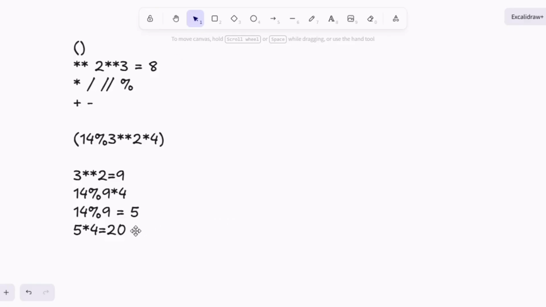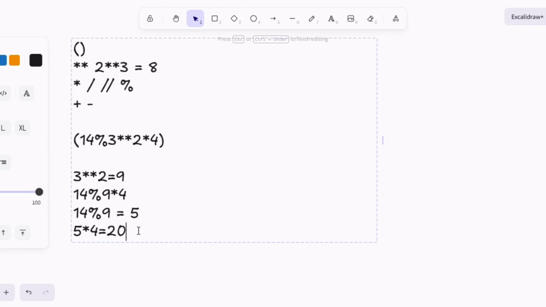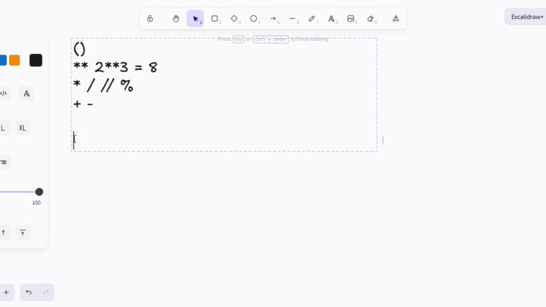Okay. Before we move on to the next question, we'll discuss: can anyone tell me what is the difference between division and floor division? If I'm writing this, what will be the output? And if I'm writing this, what will be the output?